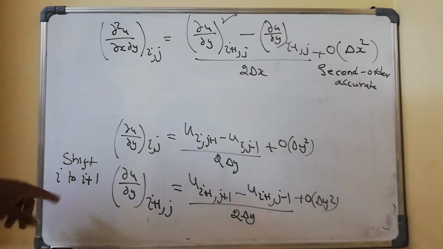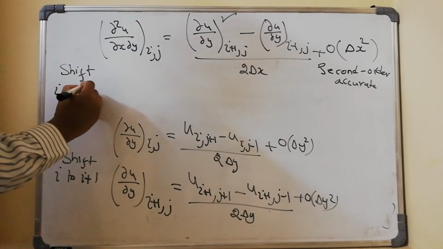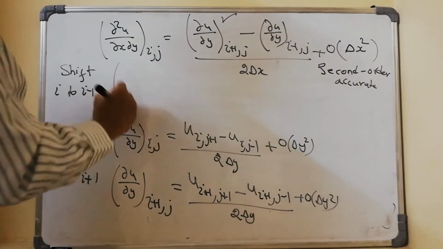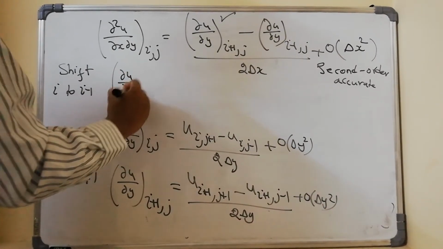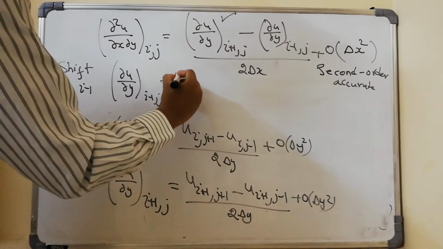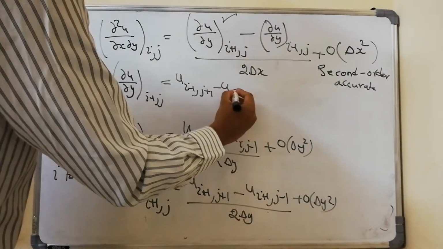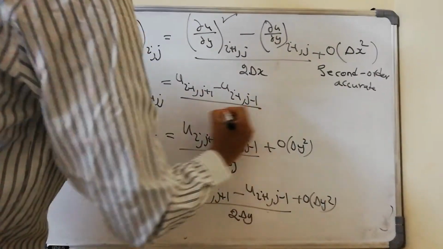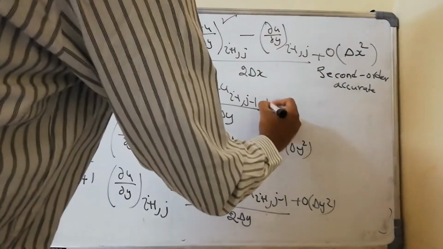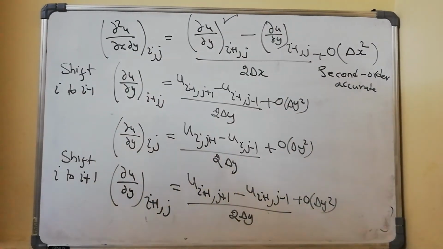What is the second term? I need to shift i to i-1. If I do that, if I shift this i to i-1, what do I get? I get ∂u/∂y at (i-1, j) is, instead of i I get i-1, by 2 times delta y, and this is also second order accurate. So these are the two terms that we need to substitute there.